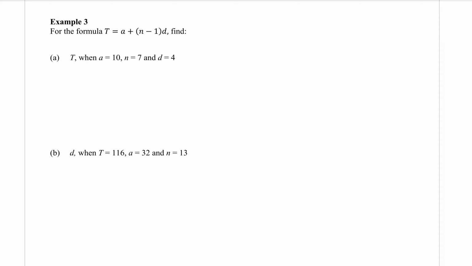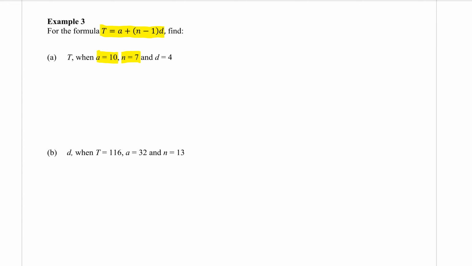Example 3. This formula here is actually a mathematical formula for working out the terms in an arithmetic series. Not that you needed to know that, but it is a real formula. T equals A plus bracket N minus 1 in brackets times D. Said that a bit funny. We are given A equals 10, N equals 7, and D equals 4, and we want to find the T.